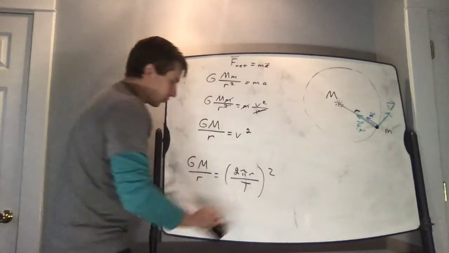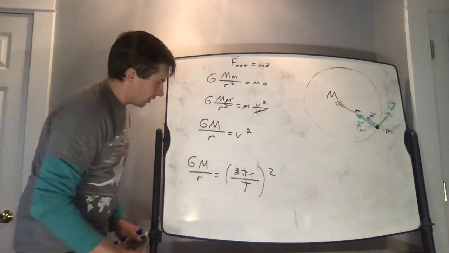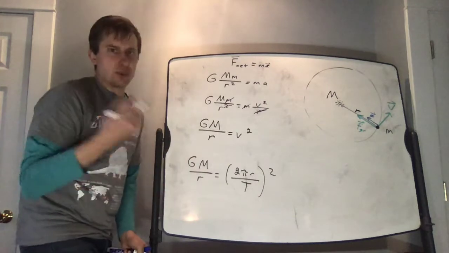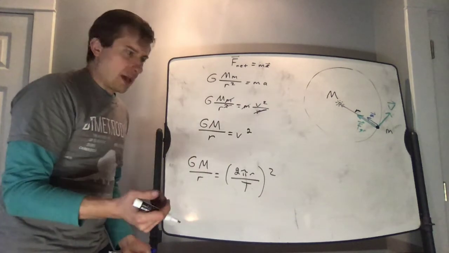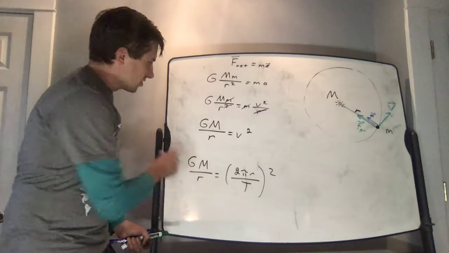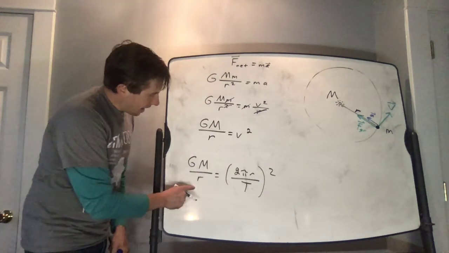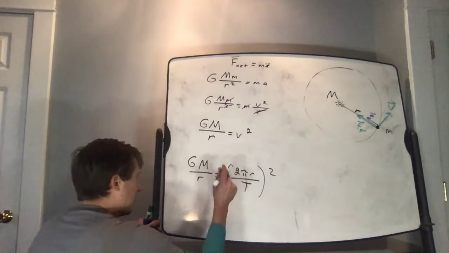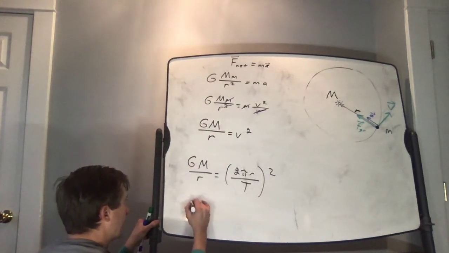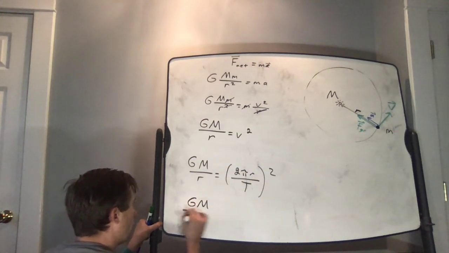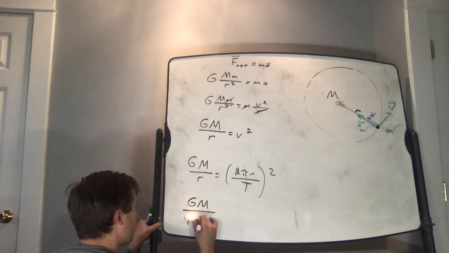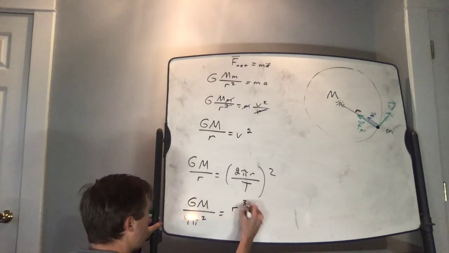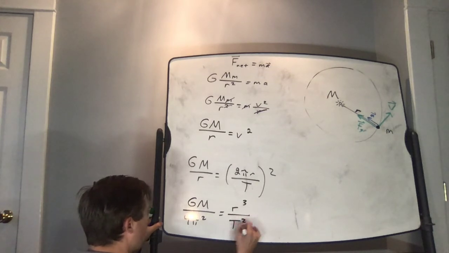Now, at this point, I'm going to simplify this term a little bit more. So I have a 2 pi, but I square it. That gives me 4 pi squared. I'm going to bring that 4 pi squared term downstairs to the left-hand side. And this r, I'm going to bring upstairs to the right-hand side. So what I'm left with then when I cross-multiply would be G big M over 4 pi squared equals r times r squared gives me r cubed divided by T squared.